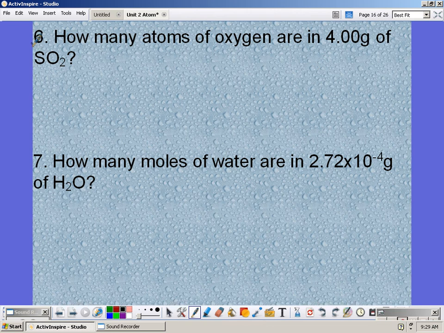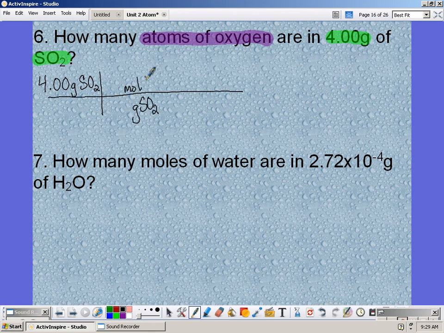In number 6, we're given 4 grams of SO2 and we're looking for atoms of oxygen. So we have to start with our 4 grams of SO2. Mole is the key, so the only thing I can do right now is convert grams to moles. 1 goes with mole, the molar mass goes with grams. So sulfur plus 2 oxygens is 64.1. If I was to multiply and divide, I would end up with moles of SO2.